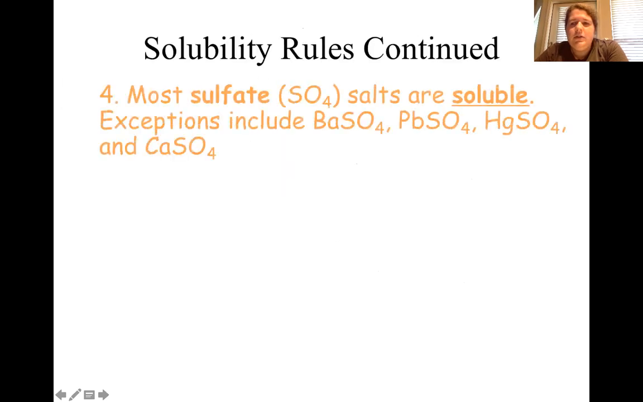All right, some more solubility rules. Rule number 4: most sulfate, SO4, salts are also soluble. But there are some exceptions. If you have barium sulfate, lead 2 sulfate, mercury 2 sulfate, or calcium sulfate, those are not going to be soluble. Where it says exceptions include, that means these don't follow the rule. So most sulfate salts are soluble, but these are insoluble.